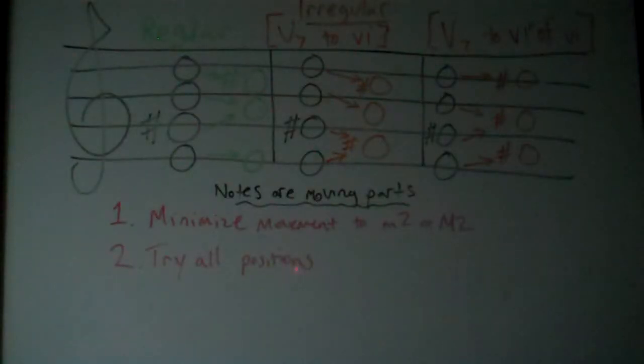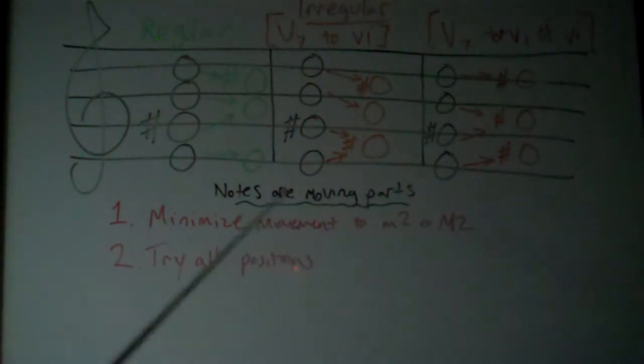So let's go ahead and look at some different ways to irregularly resolve E7. Let me change this real quick. The regular resolution resolves E to itself, G sharp and B to A, and D down to C sharp.